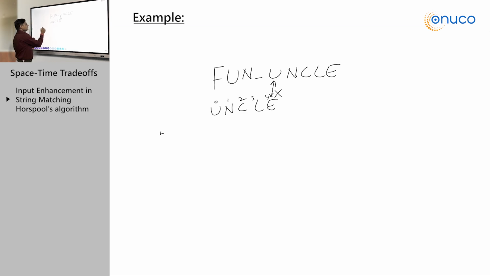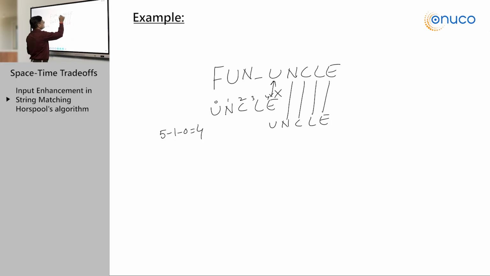So m minus 1, 5 minus 1. What is the value of j here? 0. 5 minus 1 is 4. You are going to shift 4 times towards the right. So one time we will shift, E will come here. Next L, C. So finally we will get U N C L E, and we can see that the characters are matching. Hence the element is found. Where is it found?